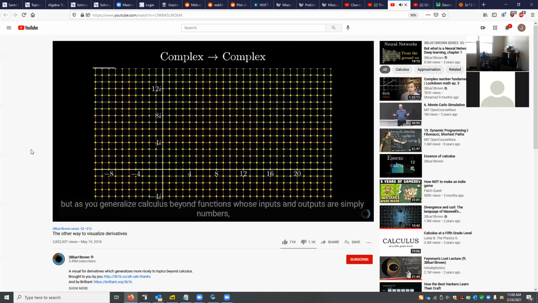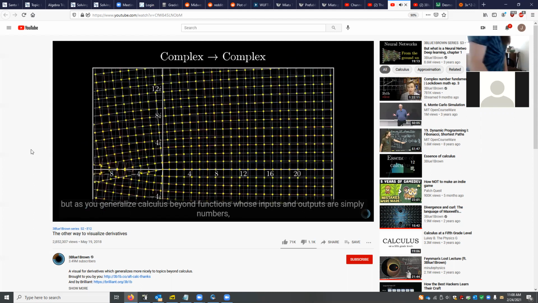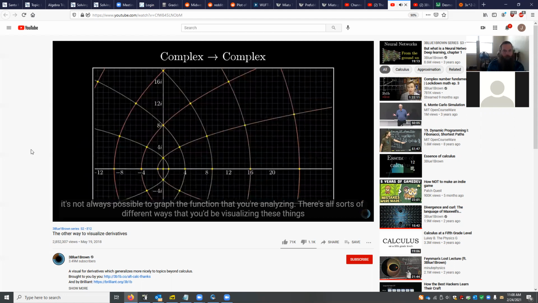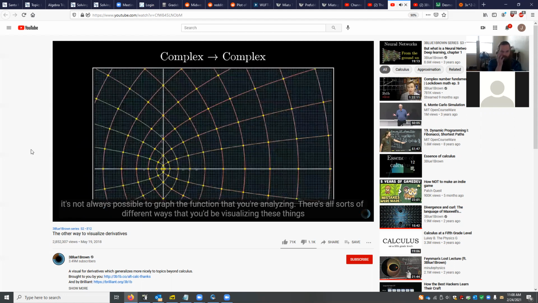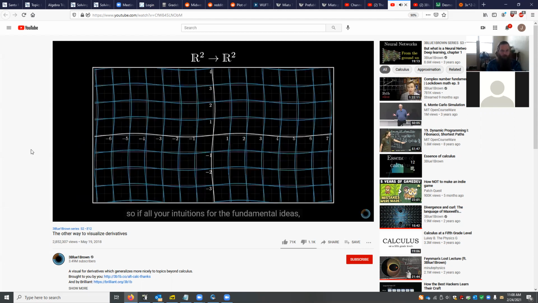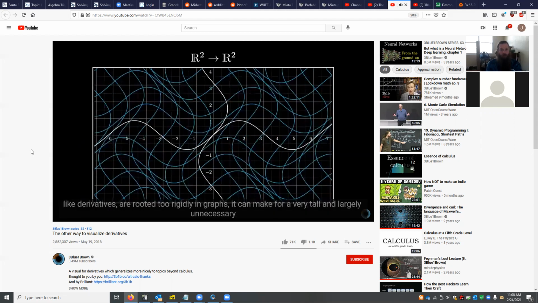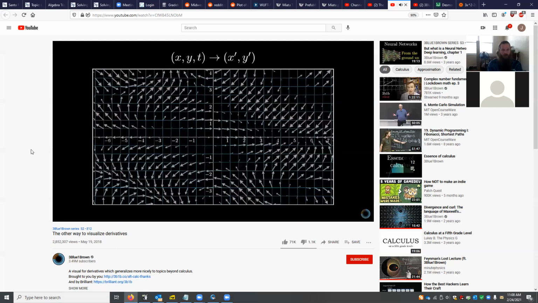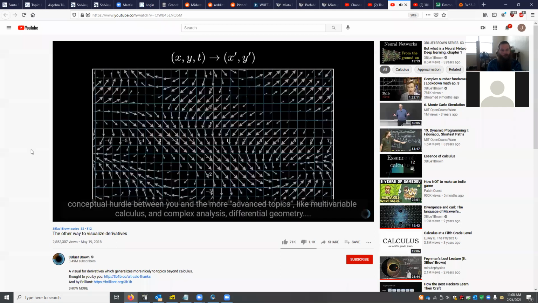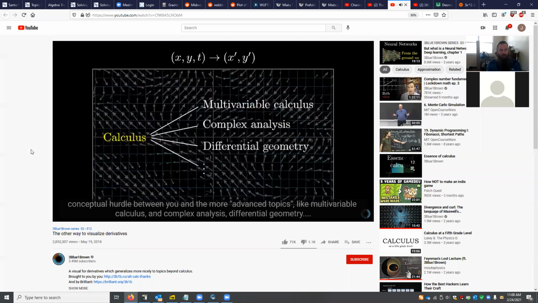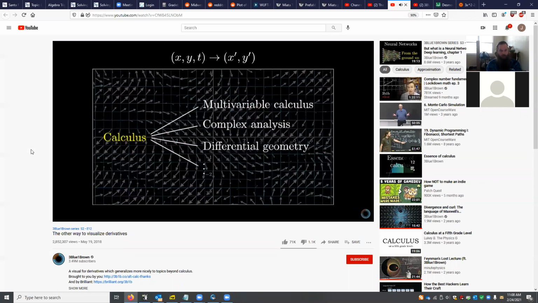But as you generalize calculus beyond functions whose inputs and outputs are simply numbers, it's not always possible to graph the function that you're analyzing. There's all sorts of different ways that you'd be visualizing these things. So if all your intuitions for the fundamental ideas, like derivatives, are rooted too rigidly in graphs, it can make for a very tall and largely unnecessary conceptual hurdle between you and the so-called advanced topics like multivariable calculus, complex analysis, differential geometry.